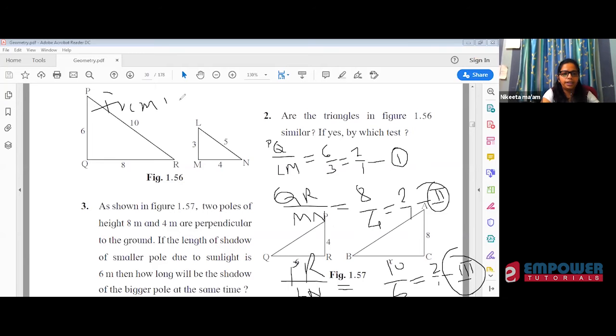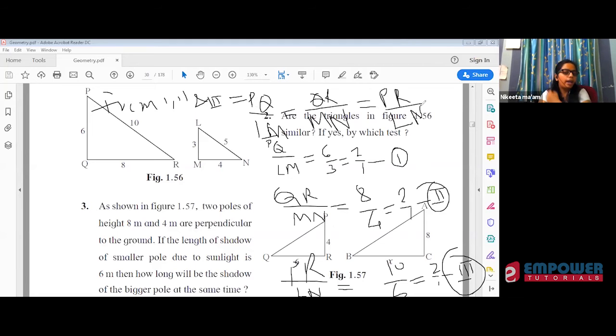So from 1, 2 and 3, PQ upon LM is equal to QR upon MN is equal to PR upon LN. So according to the triple S test, I can say that triangle PQR is similar to triangle LMN by the triple S test.